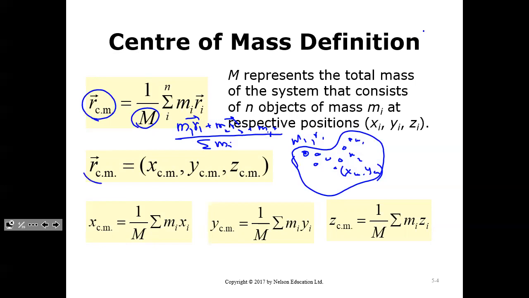So the R center of mass will consist of the X center of mass, Y center of mass, and the Z center of mass in general for three dimensions. So we can write this separately for each of them. The x center of mass will be 1 over total mass times m1x1 plus m2x2 plus m3x3 and so on, as many masses as we have. And y center of mass will be similarly in terms of y1, y2, and so on, and the z center of mass.